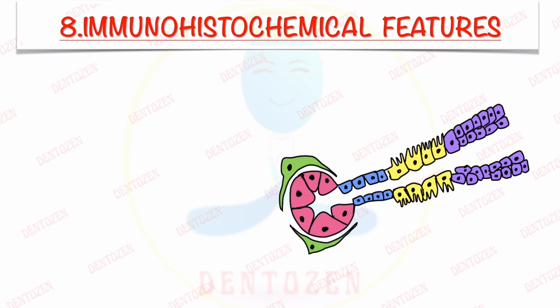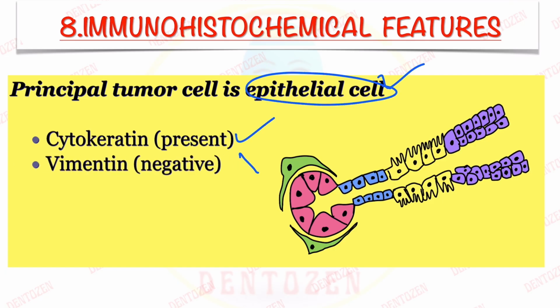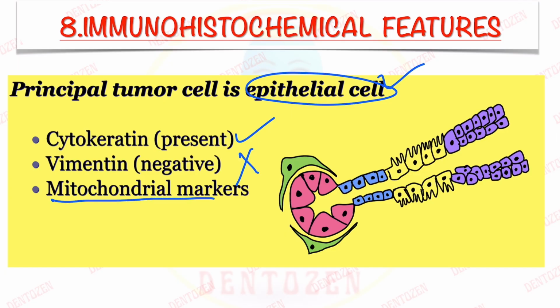Then talking about the immunohistochemical features, the principal tumor cell is the epithelial cell, which will show presence of cytokeratin but absence of vimentin, and we can also use mitochondrial markers because these oncocytes have a lot of mitochondria.